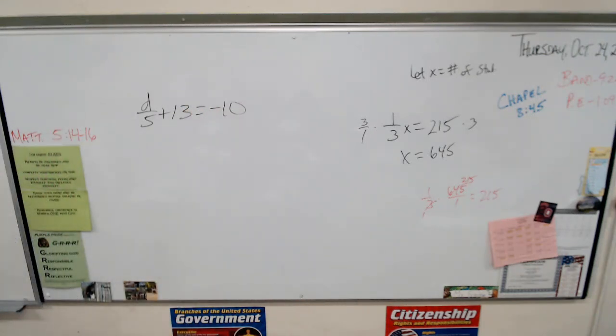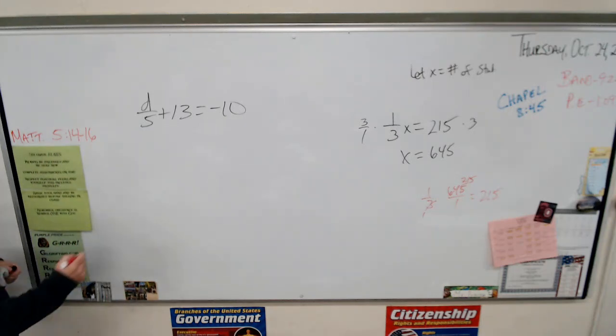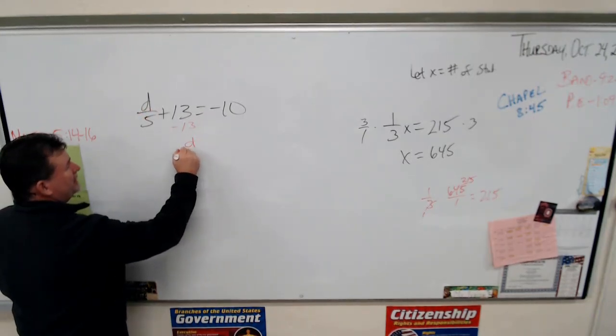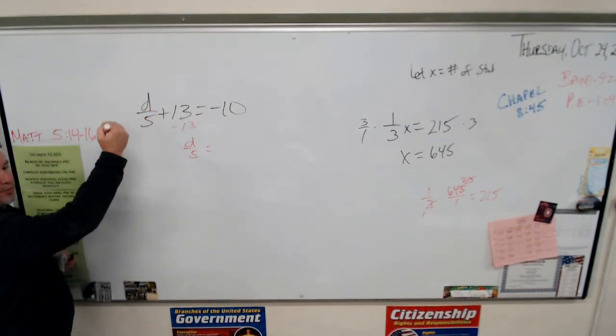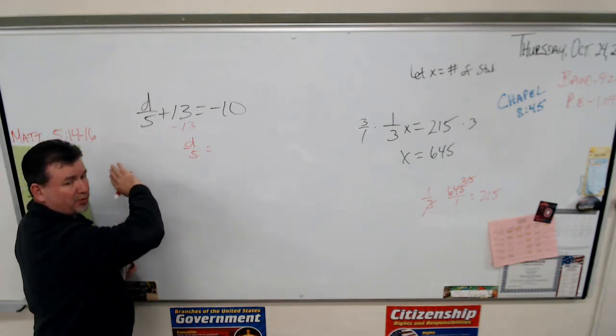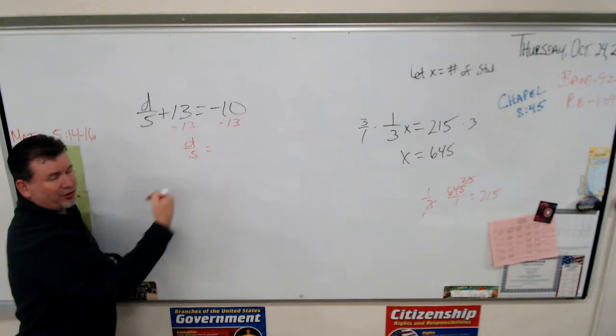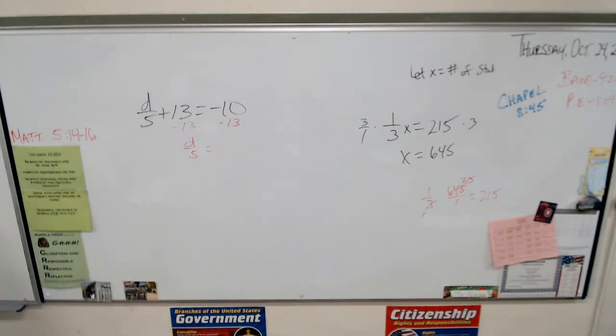If you are getting started and you're like, man, I don't even know if I'm doing the first one right. How do I get rid of the 13, Brett? It's positive 13, so I undo it. Subtract 13. So on this side, I'm left with d over 5. If I subtract 13 from this side, I must subtract it from the other side. Listen, signs are the same. Negative 10 minus 13 is negative 23.